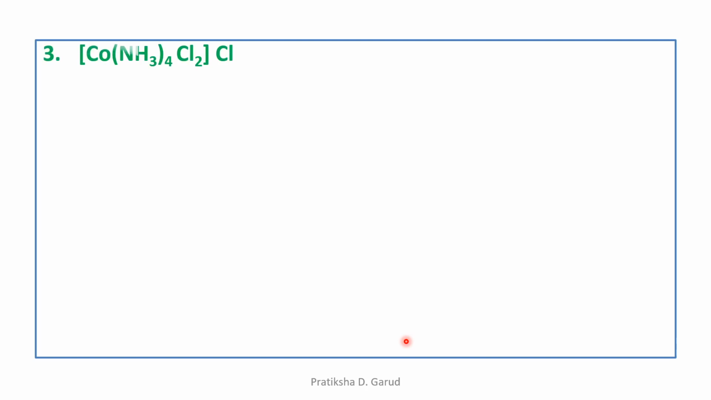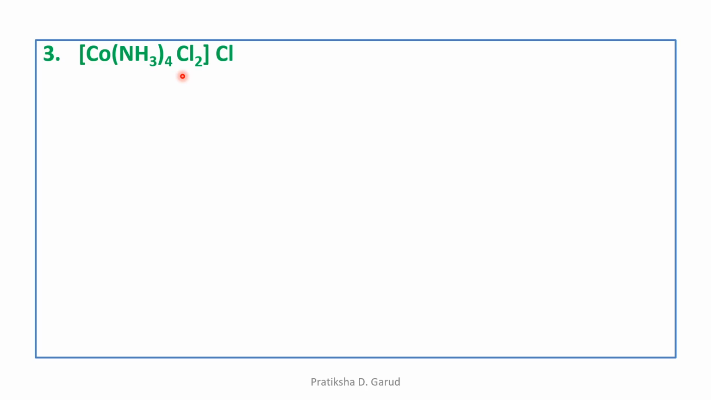The third complex is Co(NH3)4Cl2 Cl. Now in this complex we can see that there are 4 ammonia and the 2 Cls are inside the square bracket, and only 1 Cl is outside the square bracket. Why is this so? Because in this complex there are only 4 ammonia, and to satisfy the secondary valency, which is 6, the 2 Cls are inside the square bracket.